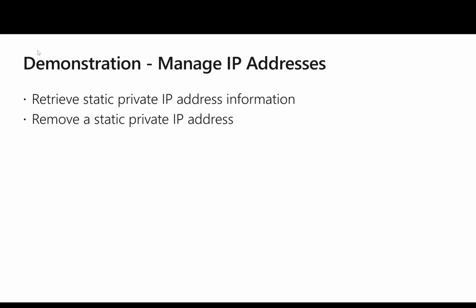Now we will switch back to PowerShell to have a demonstration of how to retrieve the private IP address of a VM and how to change the assignment from static to dynamic.